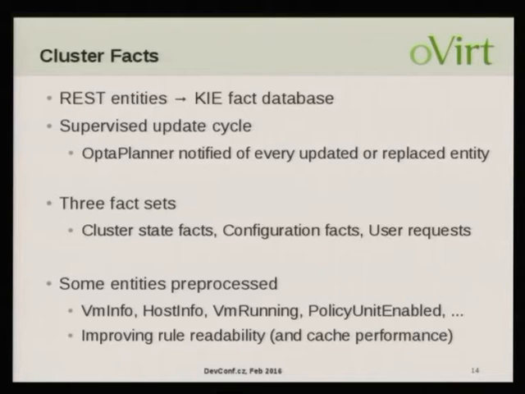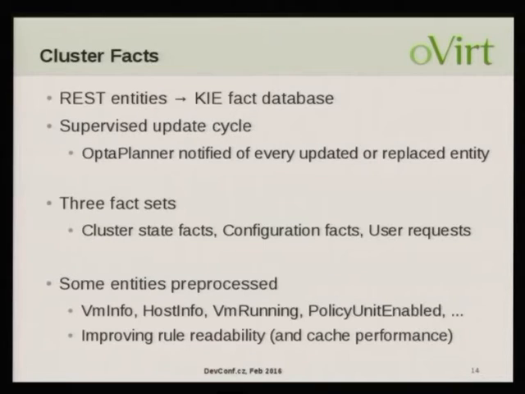So we have the supervised update cycle. Every time we change something, we have to update the optimization service that's constantly running, so it knows to, you know, replace the caches or update the caches. We have 3 different fact sets. First, we have cluster state facts. That's the stuff we collect from the cluster. We have configuration facts. We also collect some of your configuration. If you set your cluster to be equally balanced or power saving, which has a different set of rules for how the VMs should be allocated to which host, we collect that too, plus user requests. Currently, that's the start of the VM.